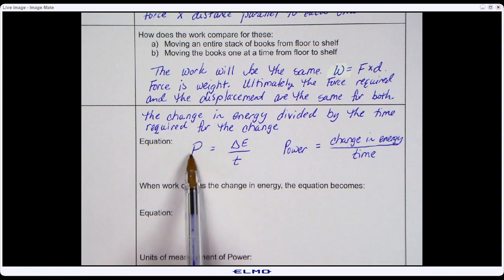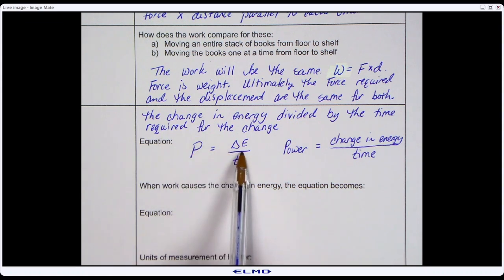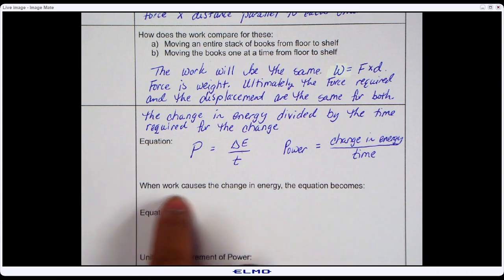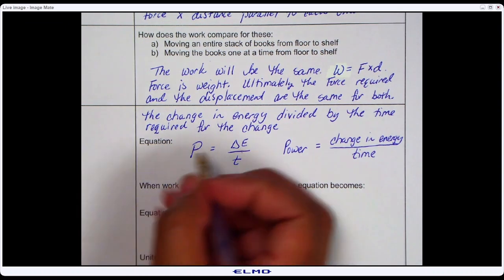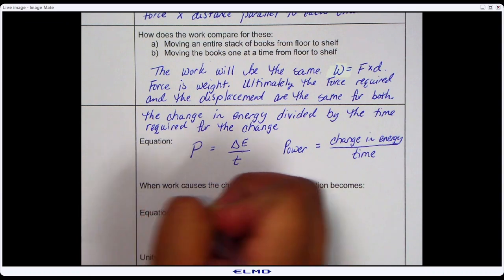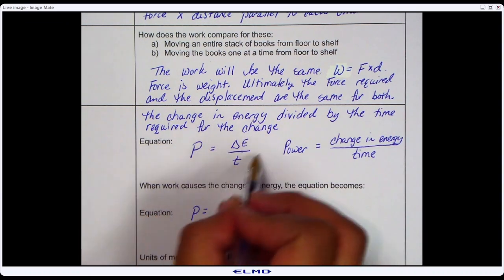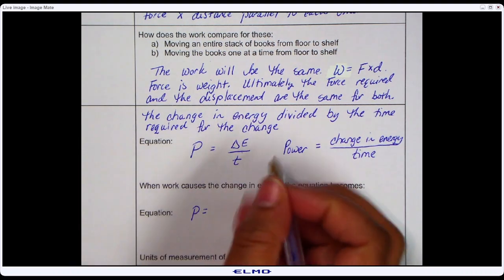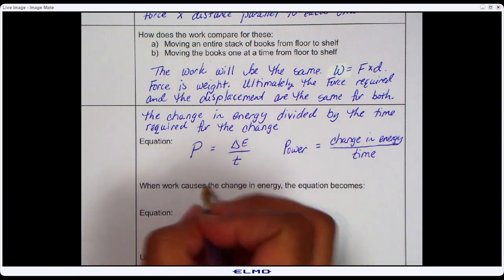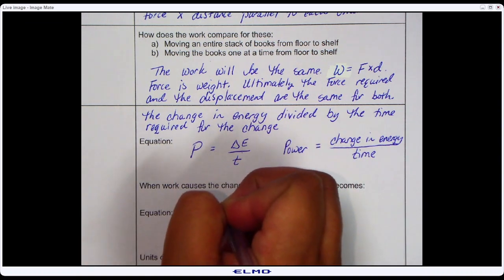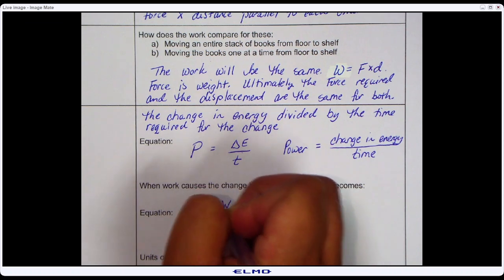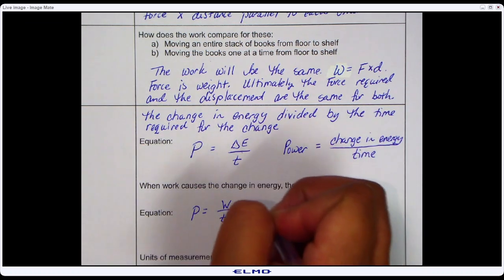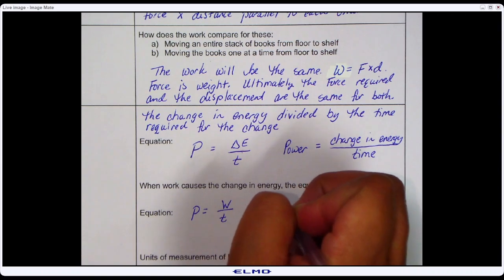So when we say power is your change in energy, we could be talking about our kinetic energy, or we'll talk about another form of energy later on. So it's a change in energy. If it's caused by work, then the power becomes power equals work divided by time. Okay, power equals work divided by time.